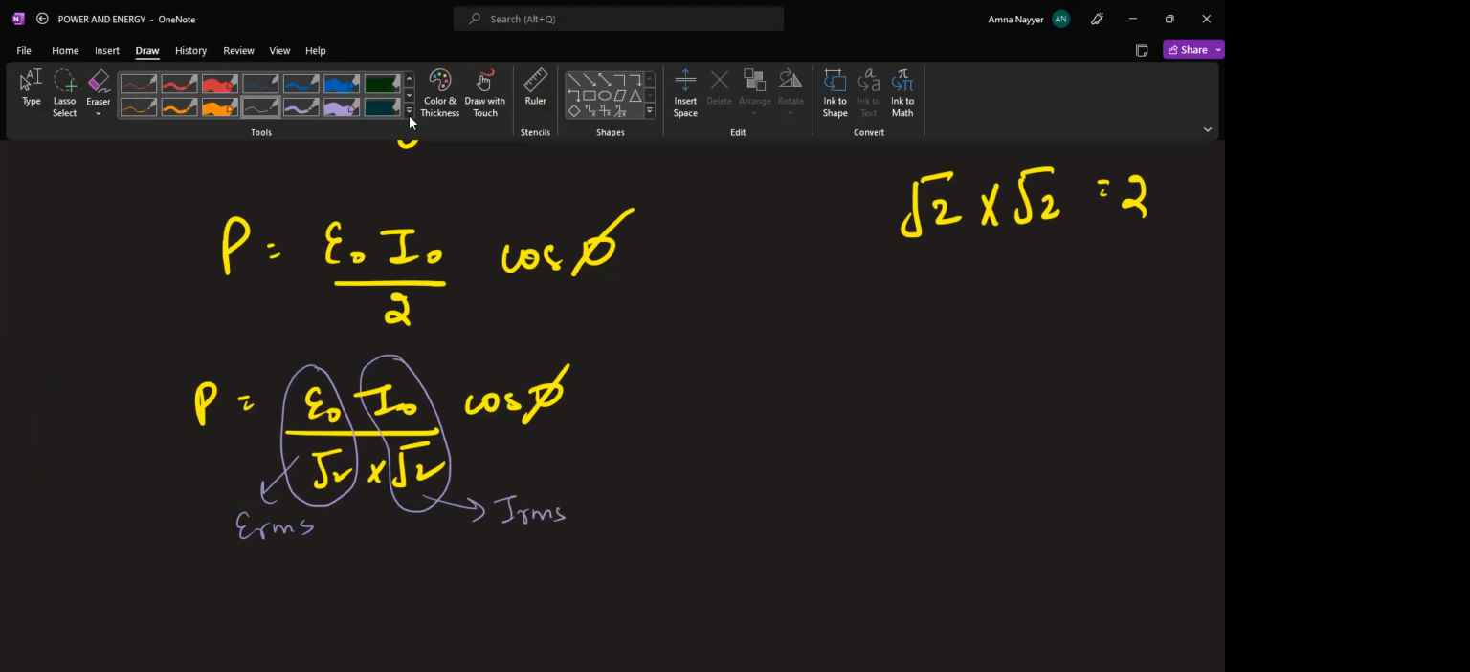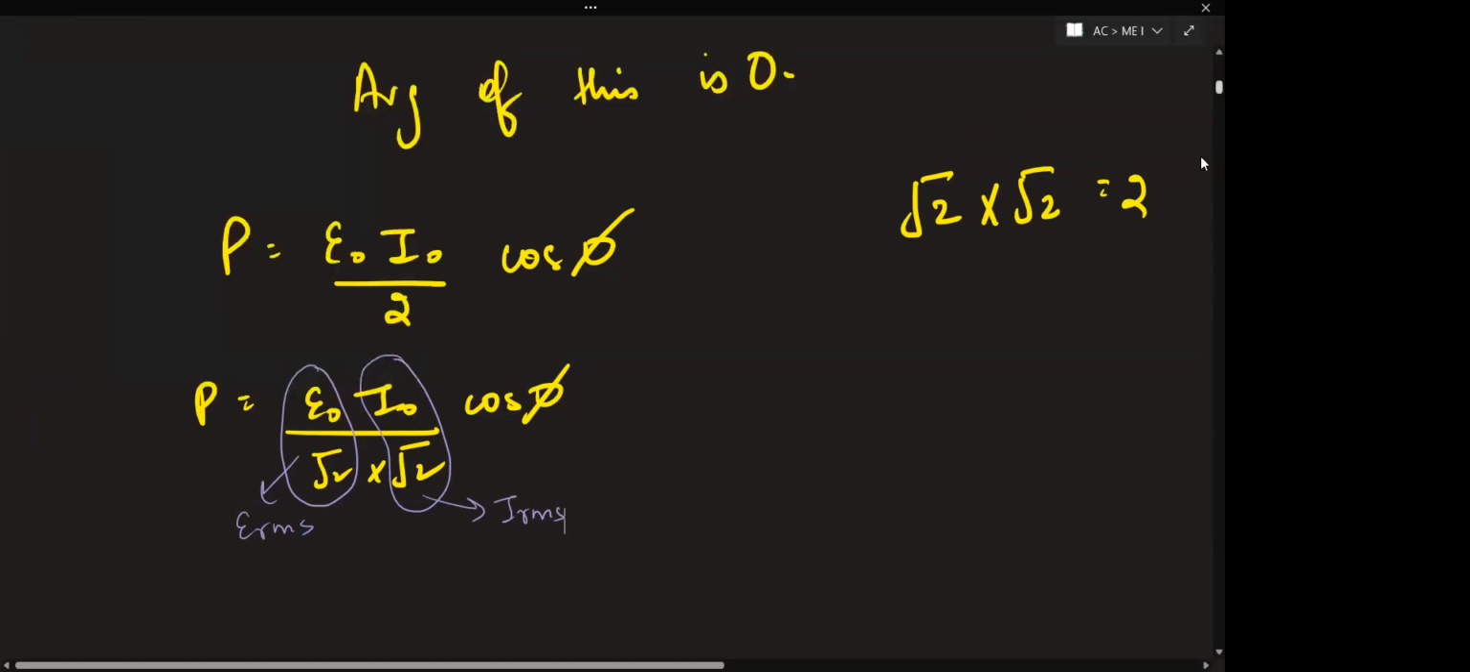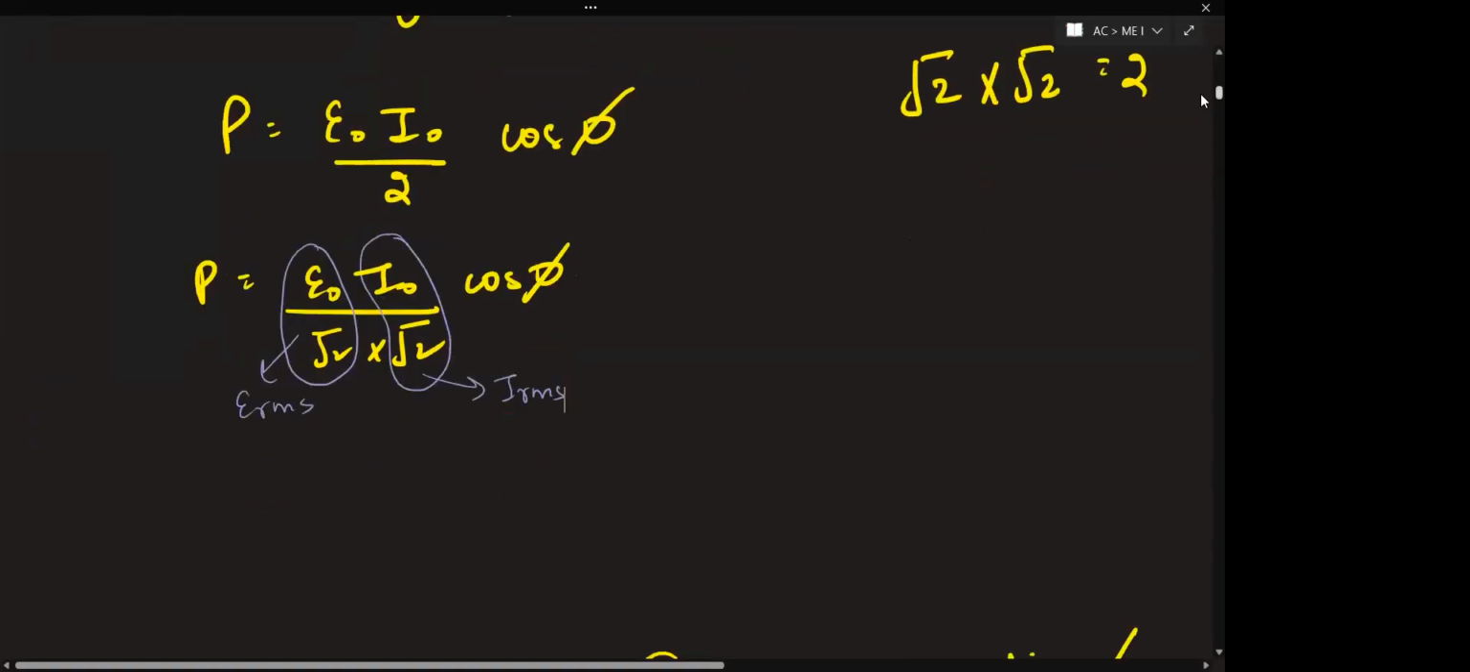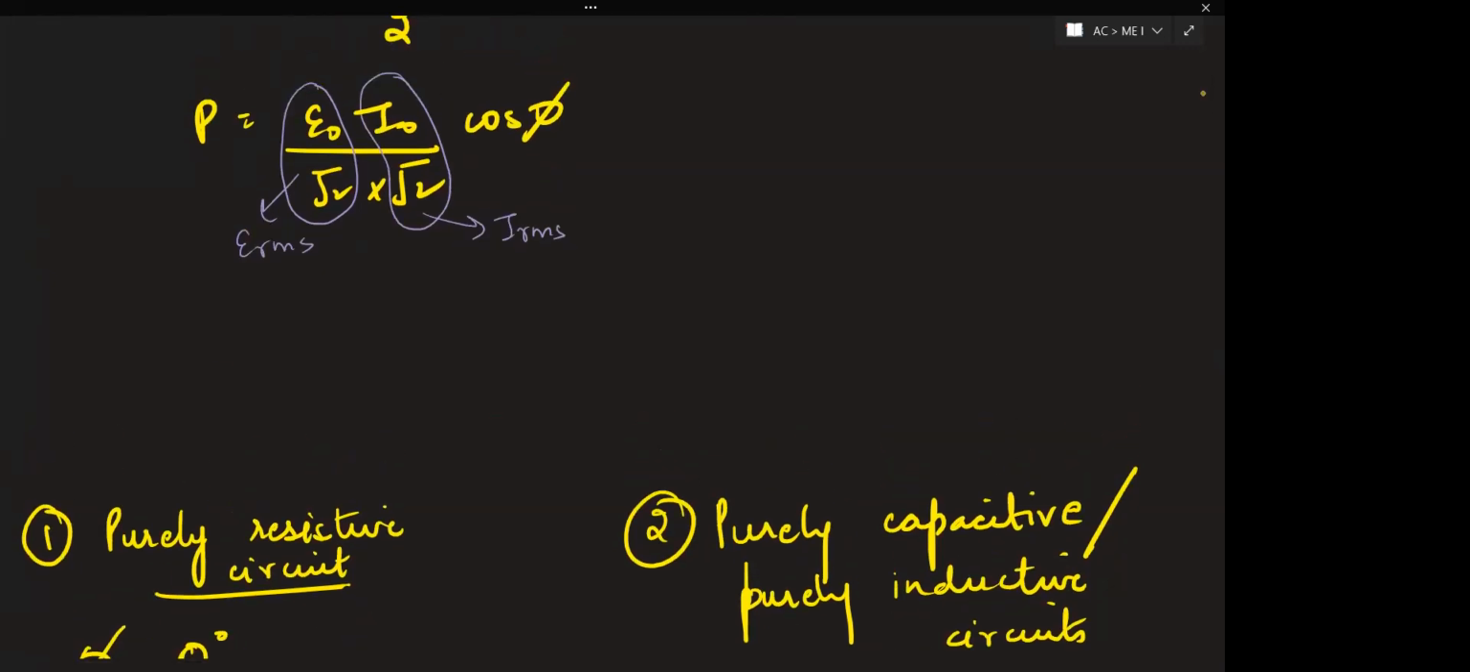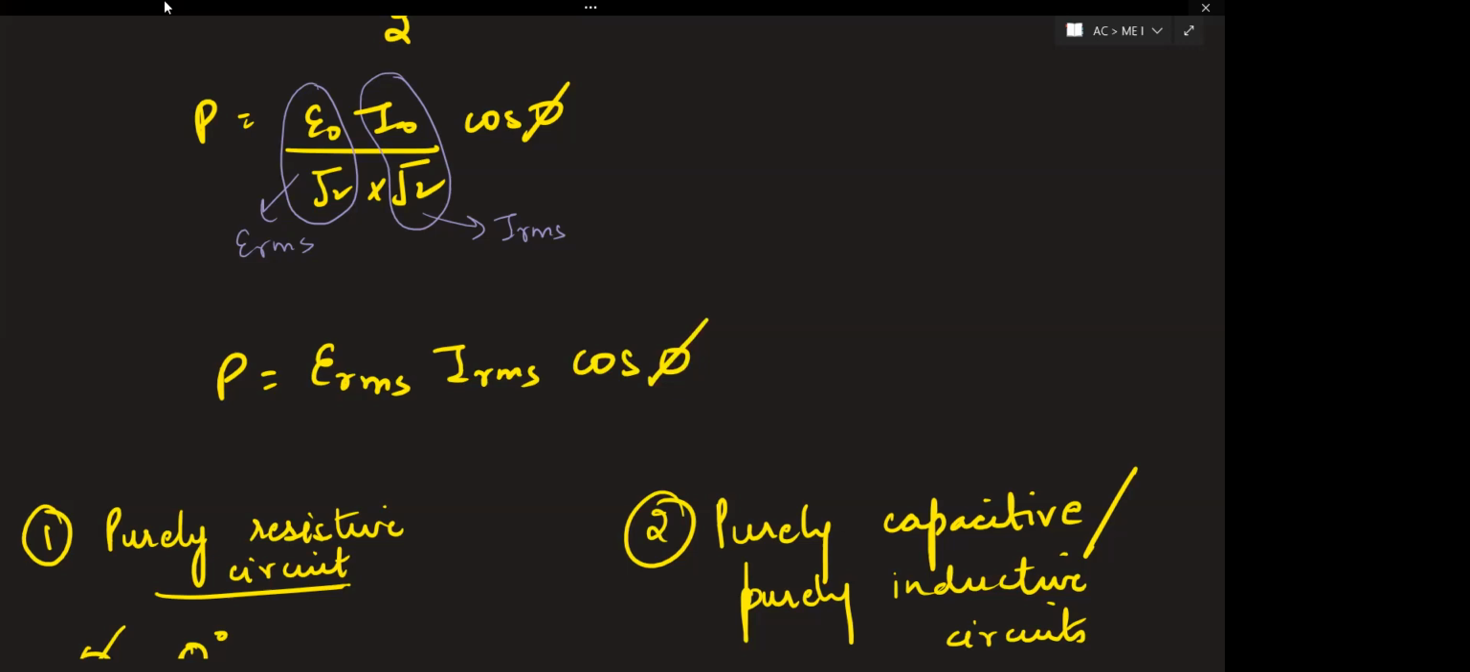So you can write the formula of power. Power is written as ERMS IRMS cos phi, where phi is the phase difference.